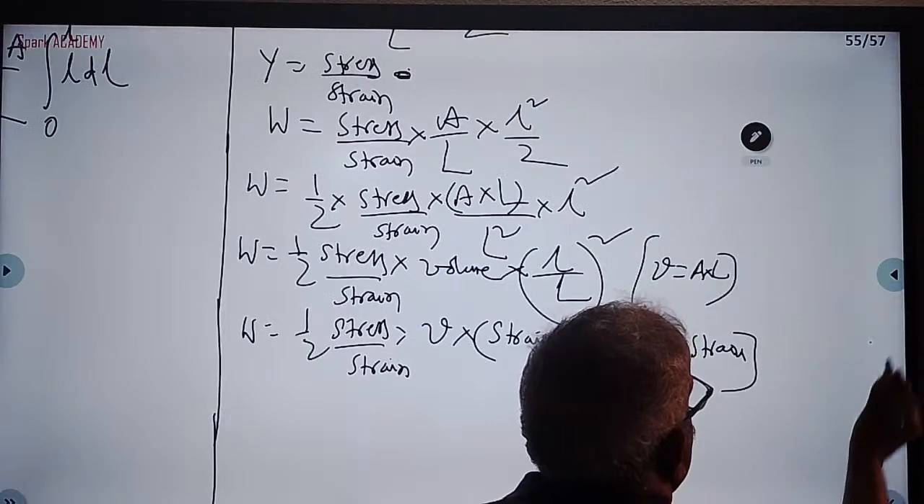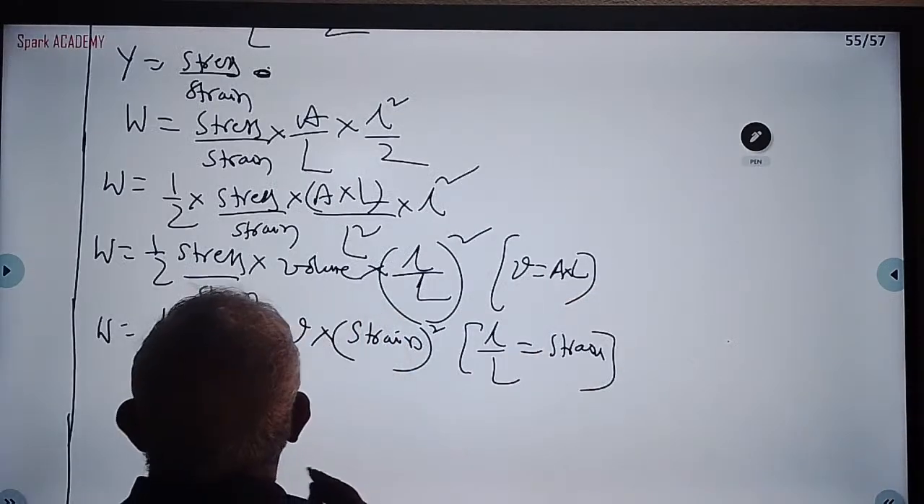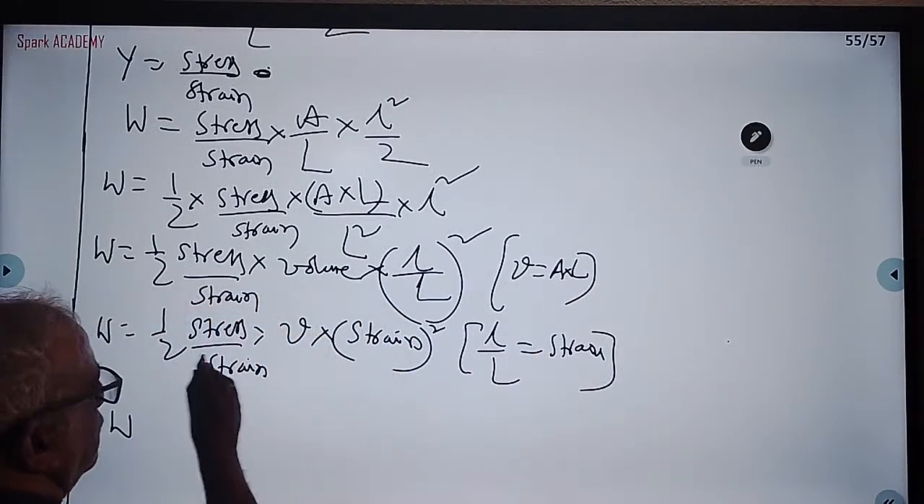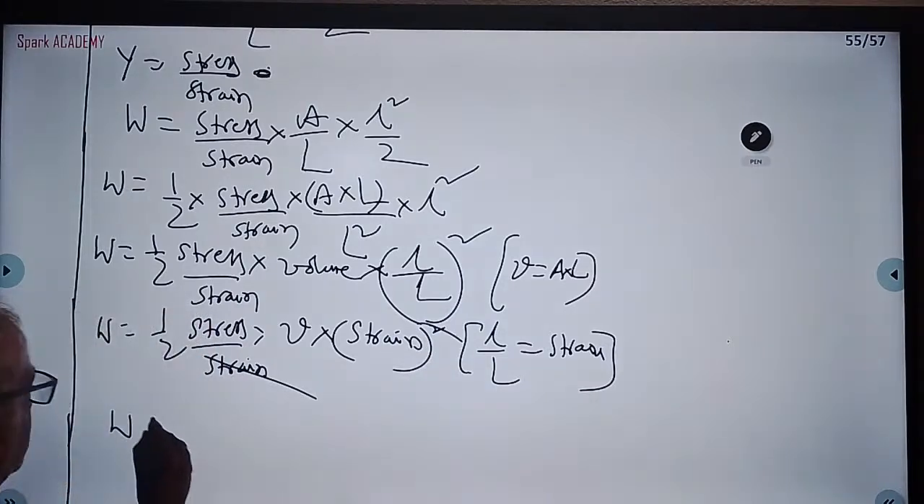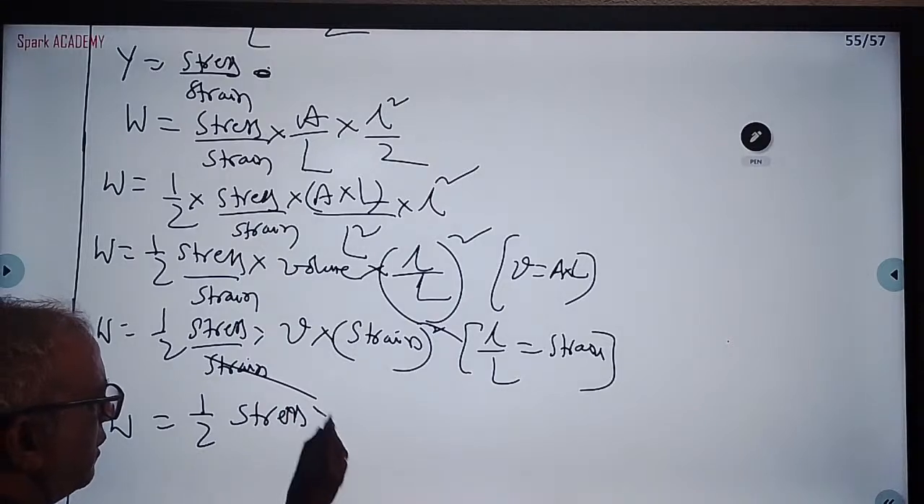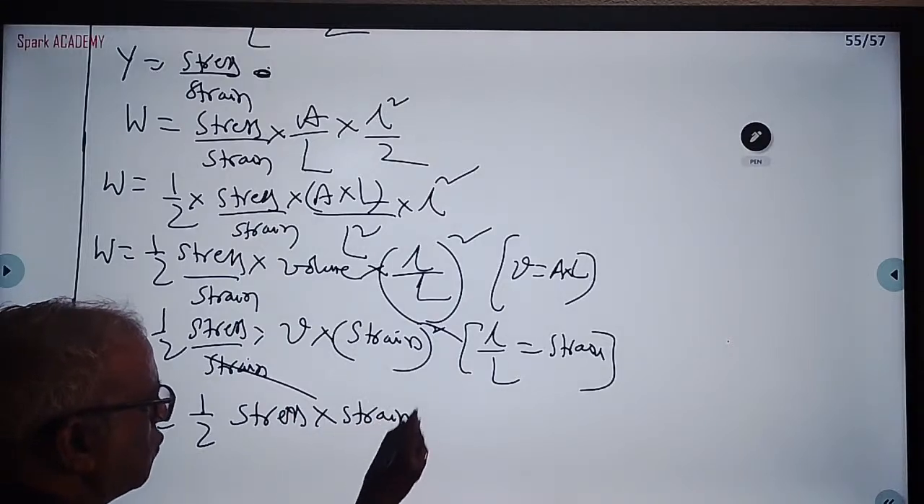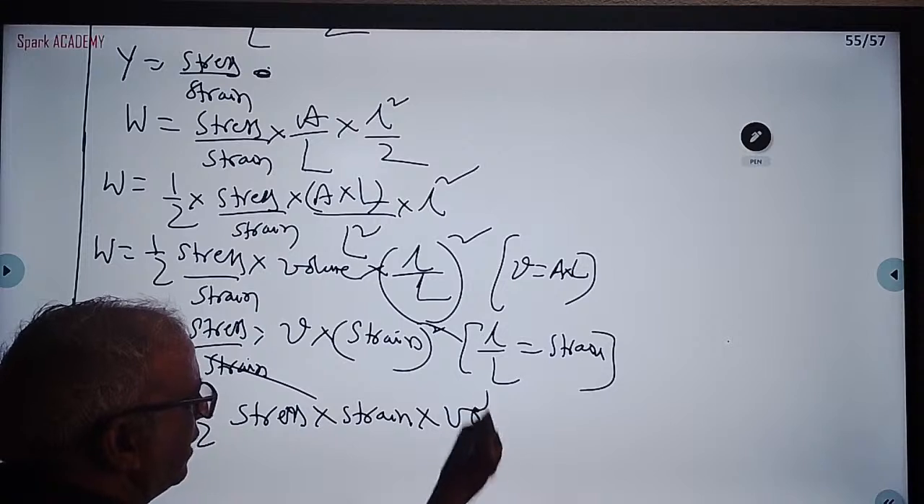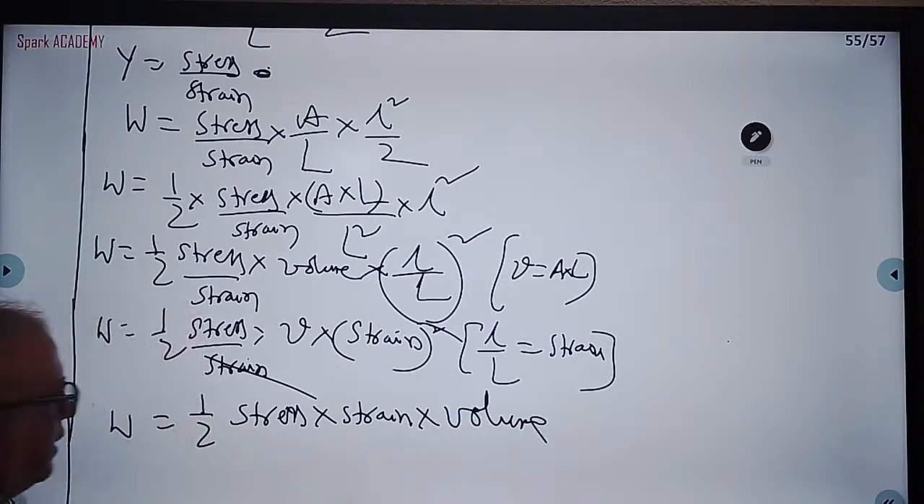Extension by original length is strain. Therefore, when strain square gets cancelled, W is nothing but half stress into strain into volume. Stress into strain into volume. This is the derivation for strain energy. Okay, friends, thank you.